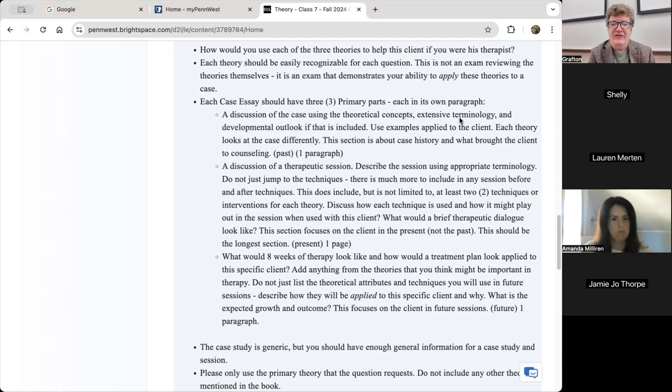This section focuses on the client in the present, not the past. You're not going to talk about Sam's dad or Sam's mom. You've already discussed that in the history. You're only going to talk about Sam.